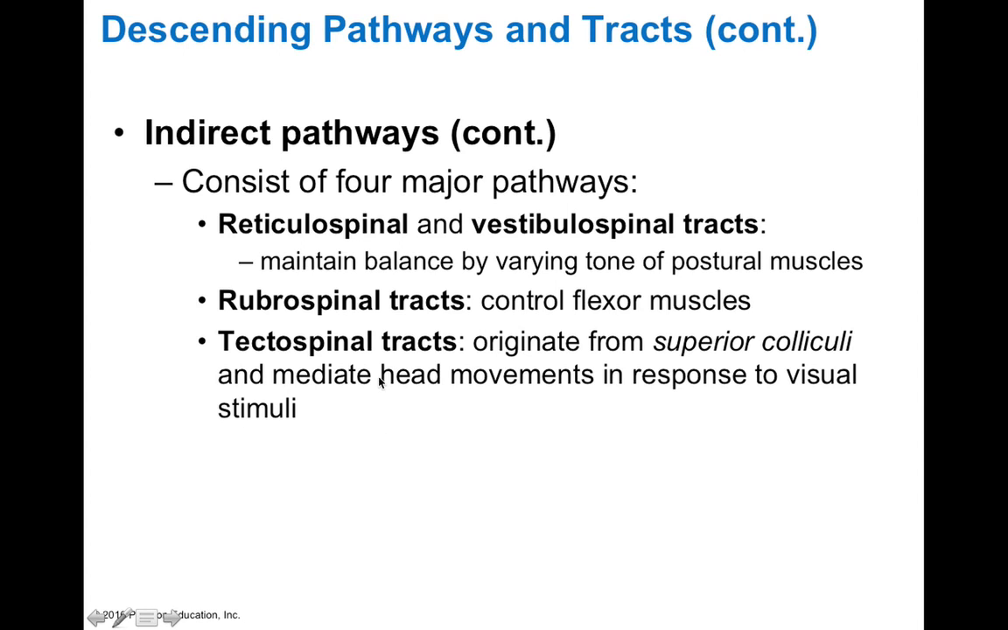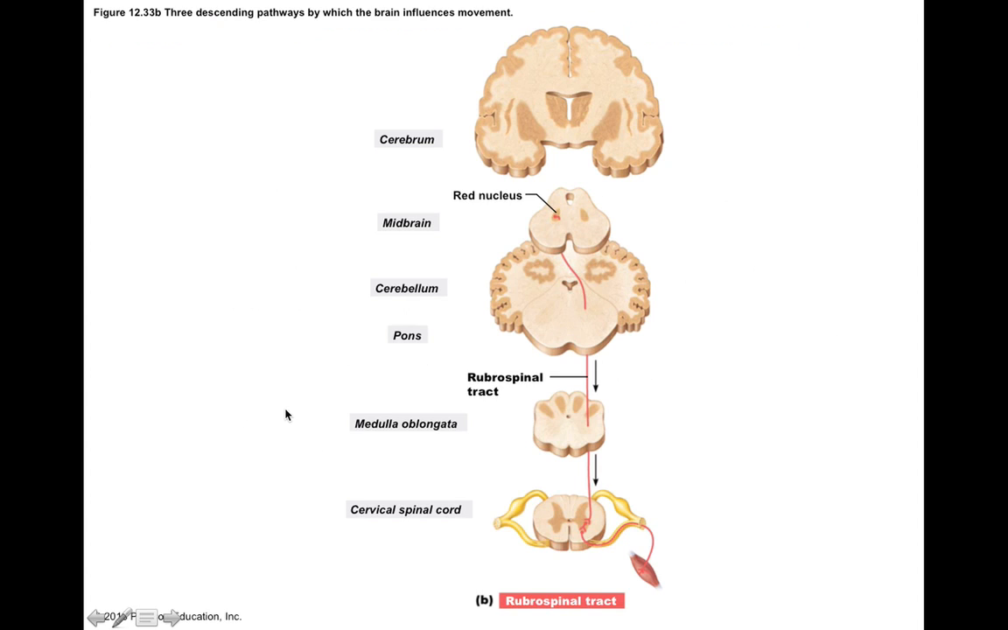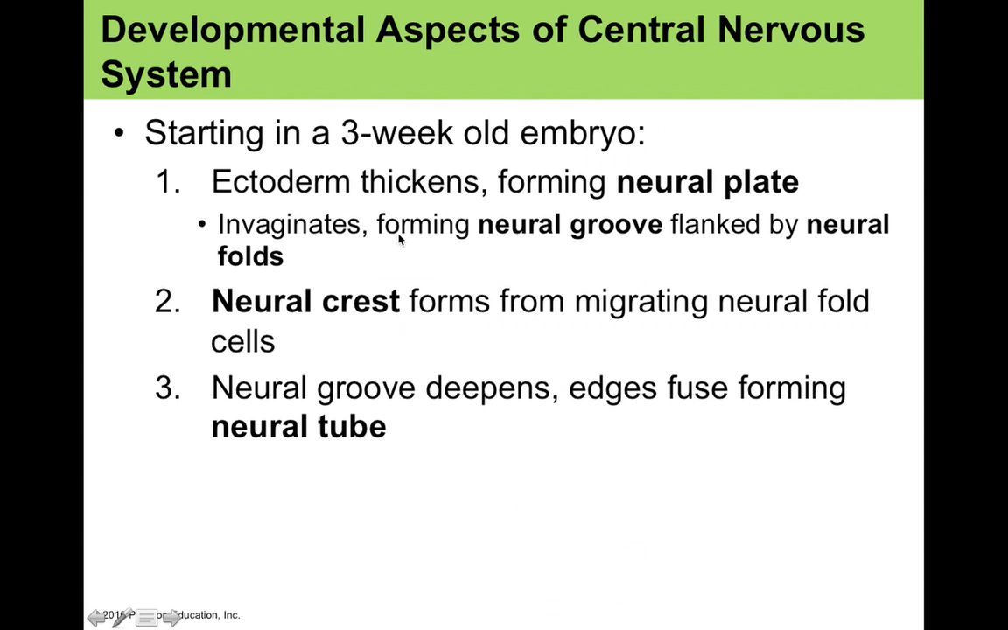And this is actually a reflexive type of movement. So this is showing an example of the rubrospinal tract, which has its motor neuron in the red nucleus of your medulla oblongata, midbrain rather. That sends its axon down the rubrospinal tract and then goes to the flexor muscles of your trunk and limbs.